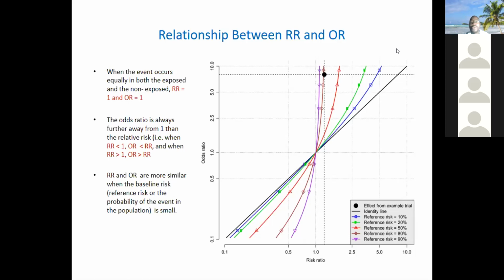This is the last one we go. I don't know, some people may already be sleeping. So look at this graph. You are plotting odds ratio, vertical, relative risk here.